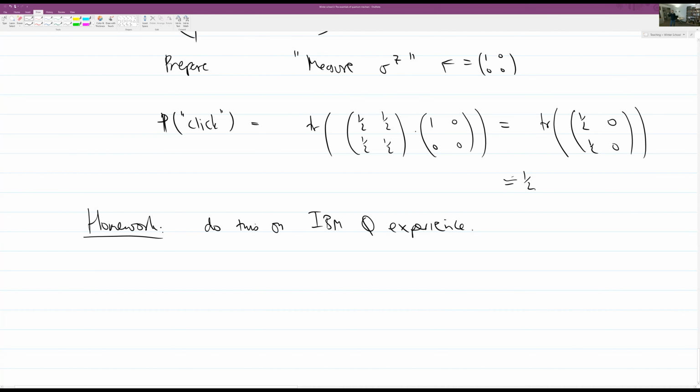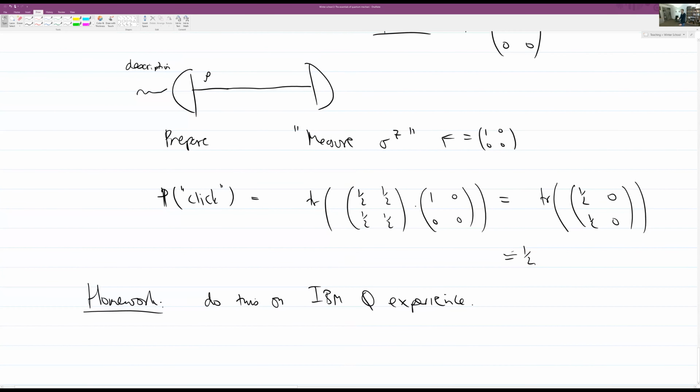And that's really like a real experiment. It's actually happening on a real quantum computer. You'll get clicks and no clicks, and you can look at the empirical rate at which you get them, and you should end up with about a half. So already we've done enough now. I've already told you super simplified quantum mechanics.